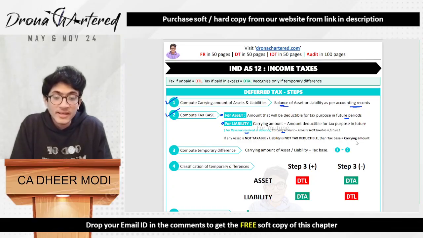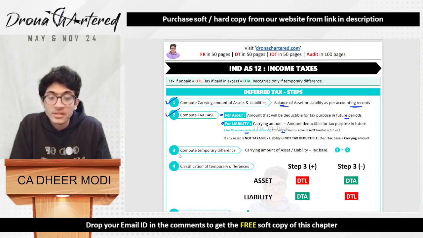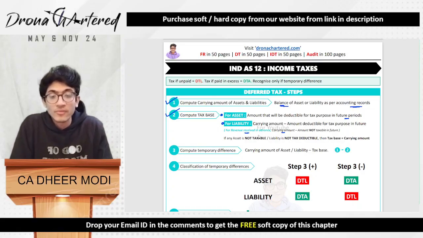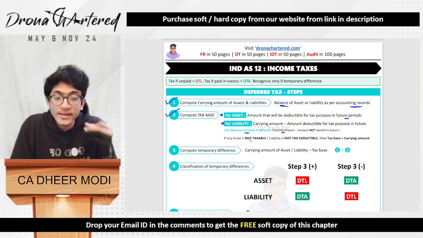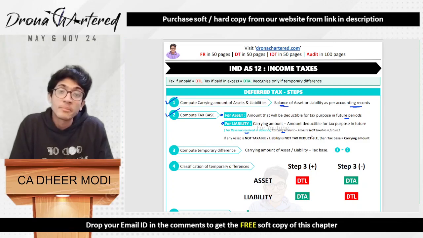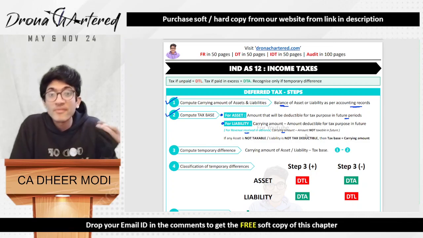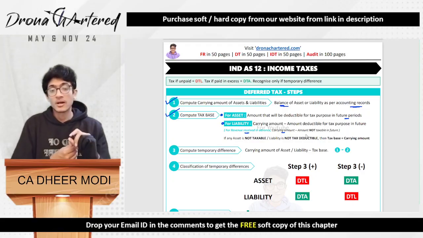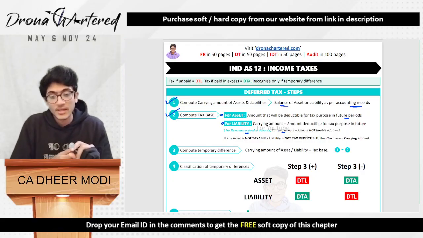Your tax base will be the carrying amount, and therefore, when you see in step 3, your temporary difference will come to zero. Therefore, if your asset or liability is non-tax deductible, in such a case, your temporary difference becomes zero, and there is no concept of DTA, DTL, because if there is no tax, then there is no tax liability or tax asset.